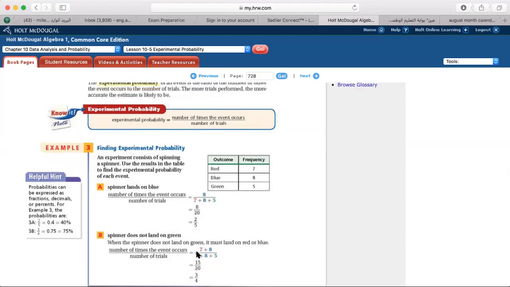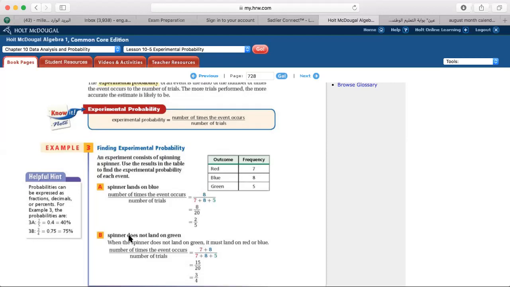So now you know, girls, when I say the spinner lands on blue, what is the experimental probability? I write the trials of blue over the trials of all.